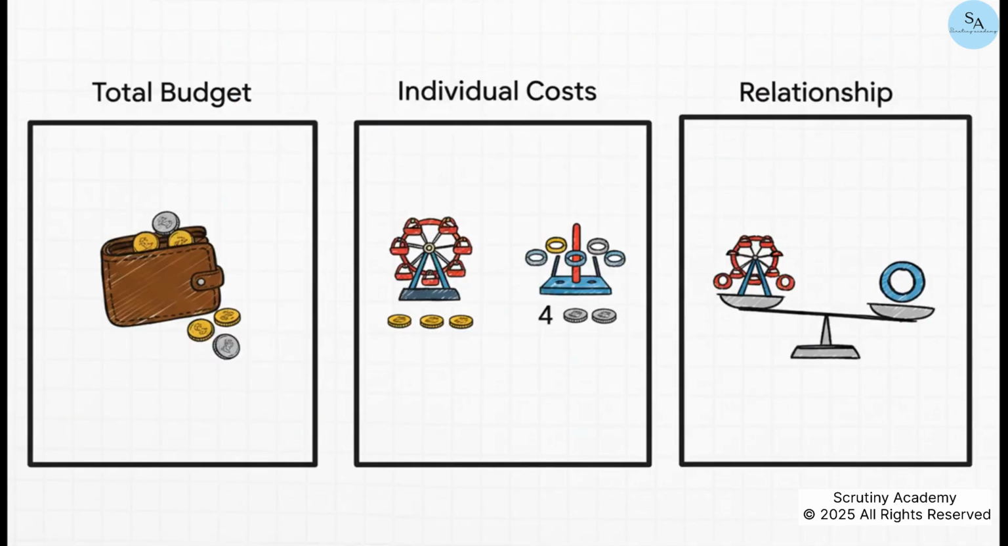Okay, so to solve this, we need some clues, right? And luckily, we've got them. First off, we know her budget. She had 20 rupees and she spent every last bit. We also know the prices: 3 rupees for a ride on the giant wheel, 4 rupees for a game of hoopla. And then, here's the kicker, the most important clue. The number of games she played was exactly half the number of rides she took.